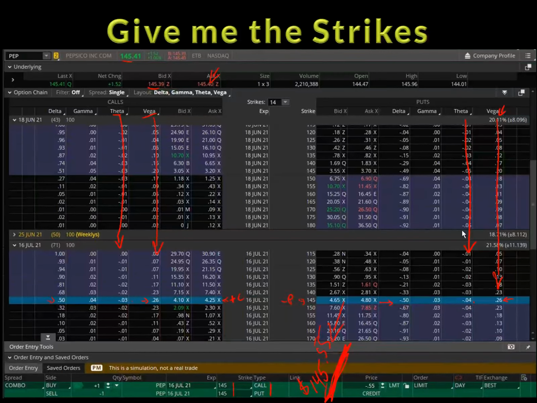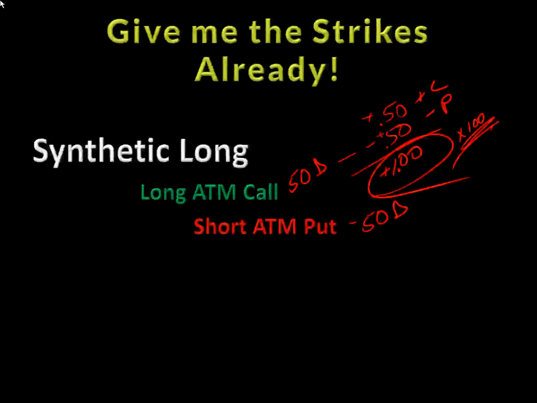The other thing is I want to offset theta with that. I don't want to have to deal with that. I want to get out in time and not worry about that. I want this to perform just like the underlying, right? So all of those things that come together lead us to creating this synthetic long that we talked about, right?